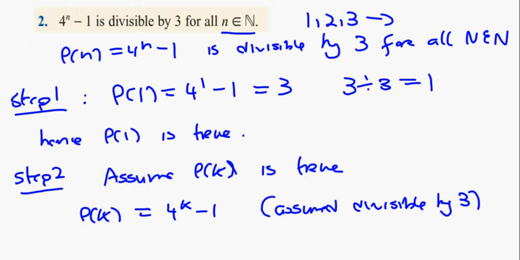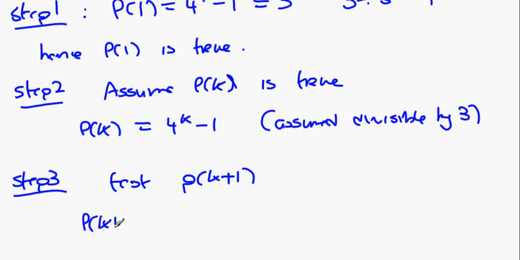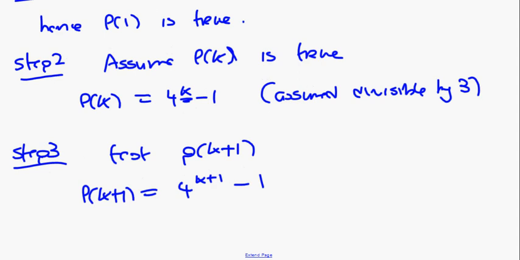Now, next, part 3 is to test P of k plus 1. So step 3 is to test P of k plus 1. What we do here is we say P of k plus 1. We replace k with k plus 1, so it's going to be 4 to the power k plus 1 minus 1. Now I'm looking to make 4 to the power k minus 1 out of this, okay?